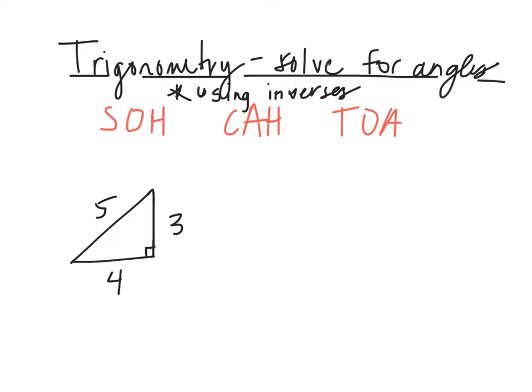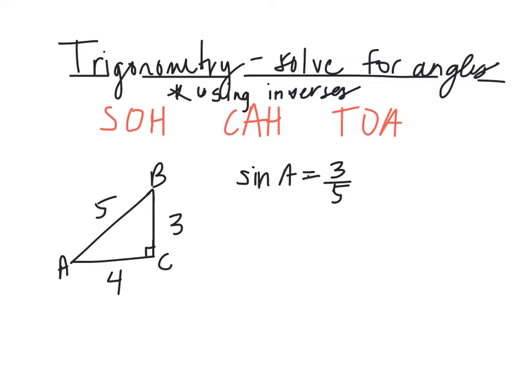So let's recap what we talked about before. This is just a review. We know that, for instance, let's say this is A, B, C. If I wanted to find the sine of A, the sine of A is opposite over hypotenuse, which is 3/5. That's what you should have learned previous to this.